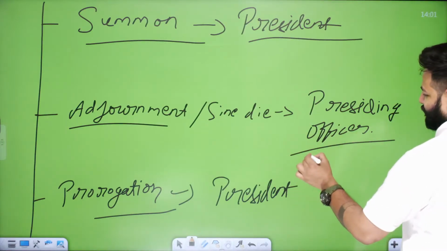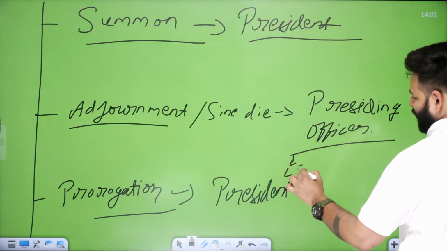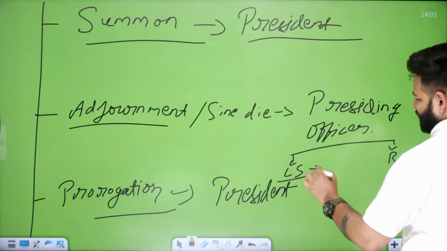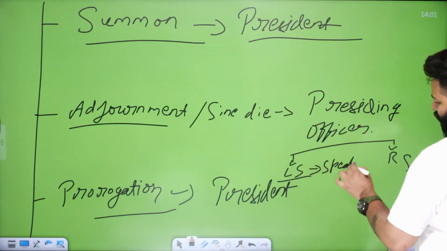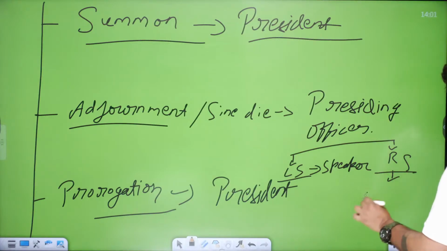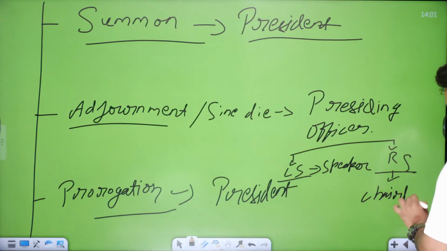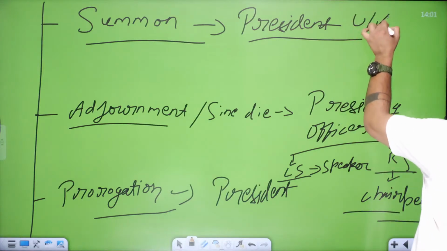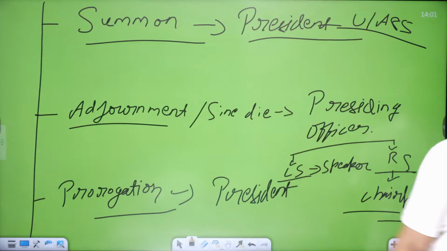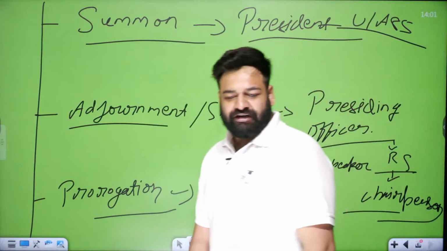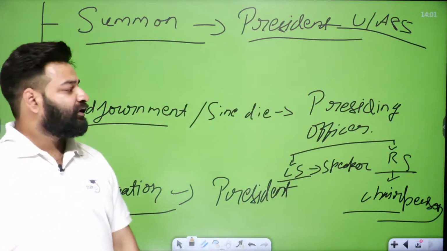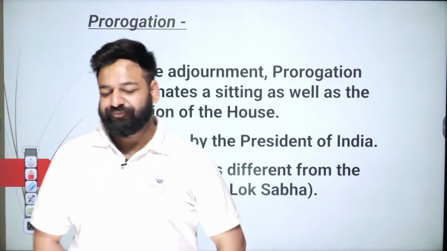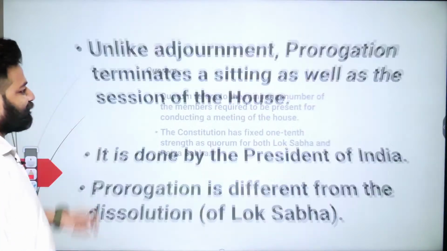And who is the presiding officer? In case of Lok Sabha, it is the Speaker, and in case of Rajya Sabha, it is the Chairperson. So summon and prorogue under Article 85, it is the duty of the president. But adjournment, sine die, etc., it is in the hands of the presiding officer, that is Speaker, Lok Sabha, Chairperson, Rajya Sabha. That's it. Next, quorum.